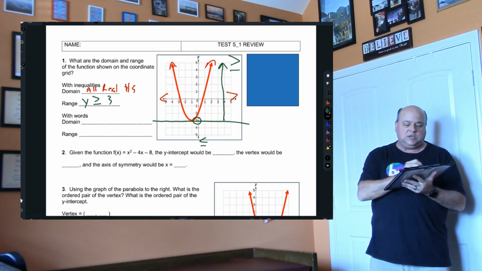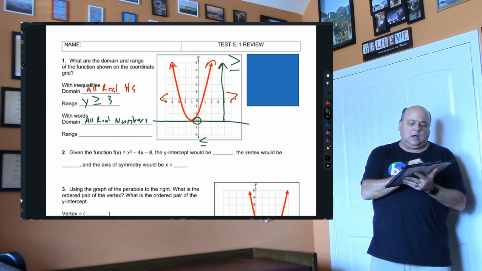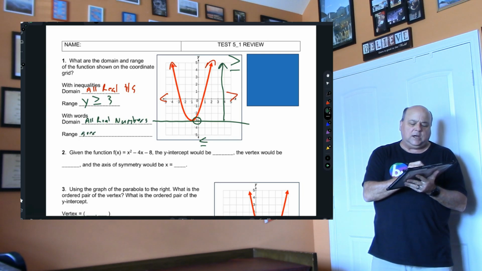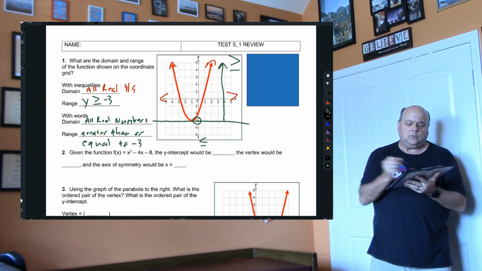Let's do it in words. In words, the domain will be all real numbers. And the range is going to be all the numbers greater than or equal to -3, right? Sorry about that. Greater than or equal to -3.